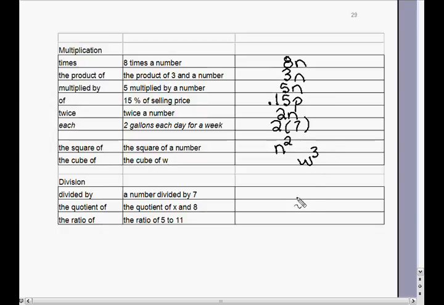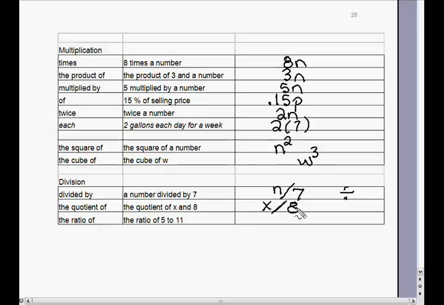And then we have our division words, divided by. Write what you read as you read it. N divided by 7. We tend not to use the line with the 2 dots in algebra when we're trying to do division. We just simply use the fraction bar for divide. The quotient of x and 8. Well, again, I want that answer. The first thing I saw was x, and then divide by 8.